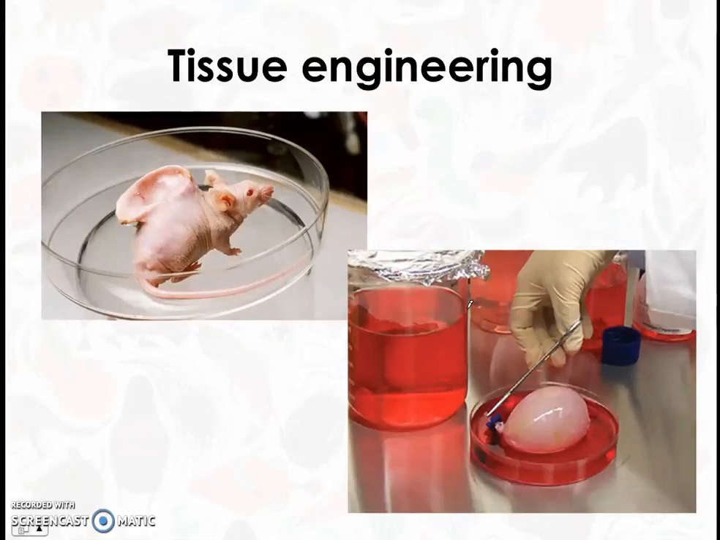You can see that we've already started to engineer some tissues. You see this ear growing on the back of the mouse. Here, this is actually a bladder that has been grown from stem cells. So we are getting there. And there's so much more to find out about cells and what they do and how they're organized and how they come together to form tissue. So, who knows, one of you might go on to find out something new about cells.